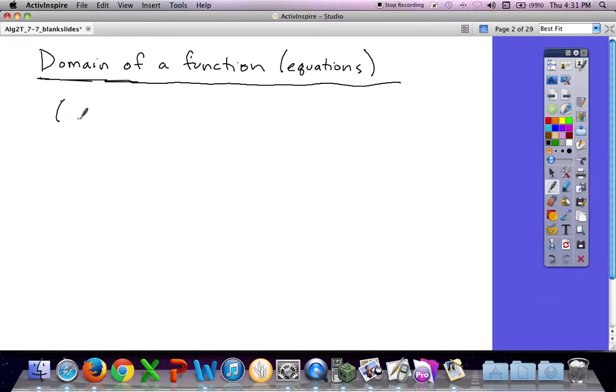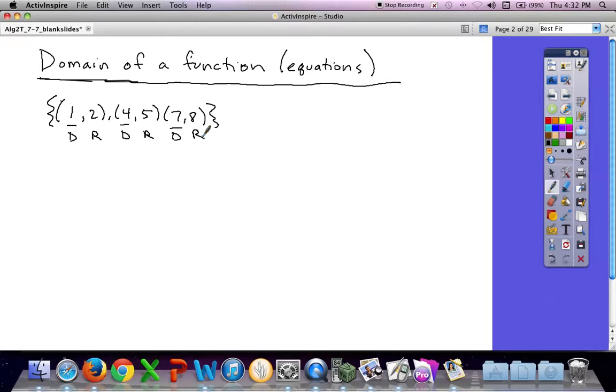When we have a bunch of ordered pairs, and somebody says, well, what's the domain? Then the domain means the x values, right? Those are domain. And the range means the y values. Okay, and that's certainly true.